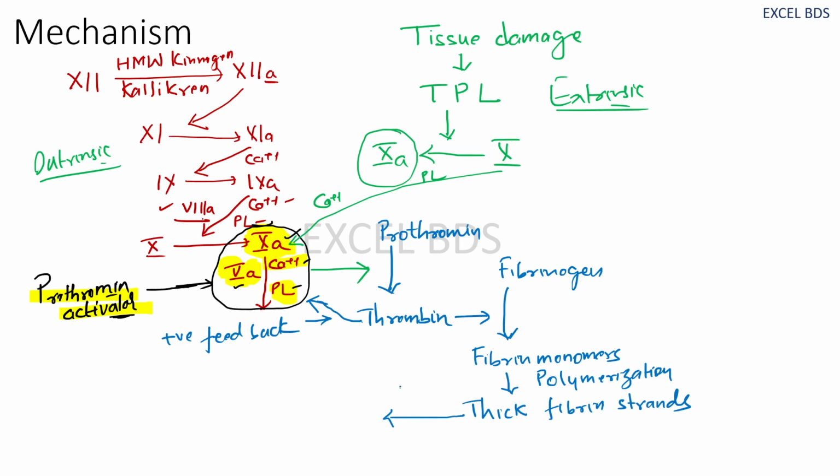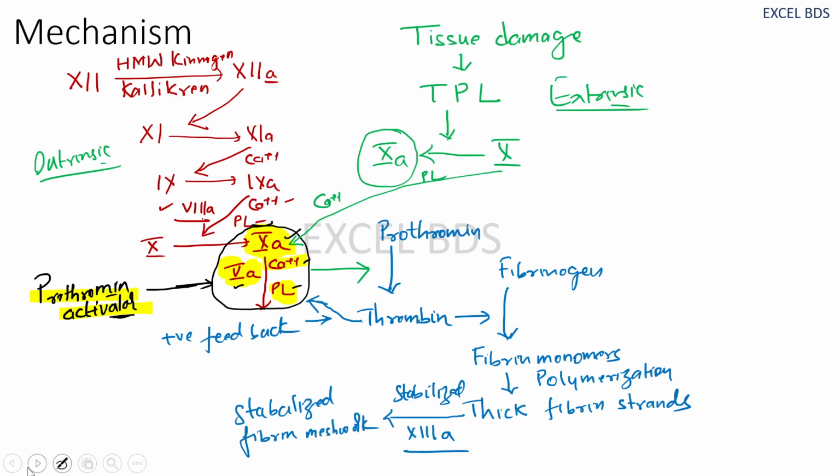They have to be stabilized, and this stabilization is done by factor 13A, that is activated factor 13. So at last what I am going to get is a stabilized fibrin meshwork. So this is a stabilized fibrin meshwork. How does this stabilized fibrin meshwork look? It is something like this. So these are the fibrin threads which are formed, which are very much stabilized.